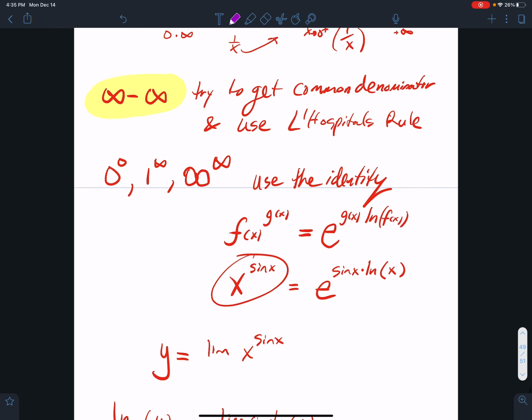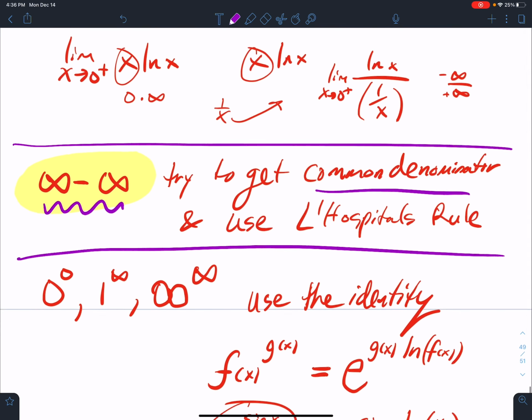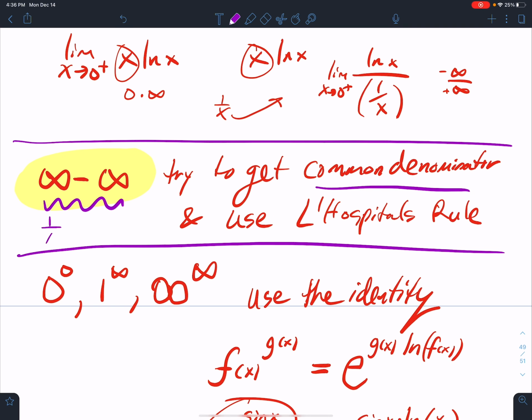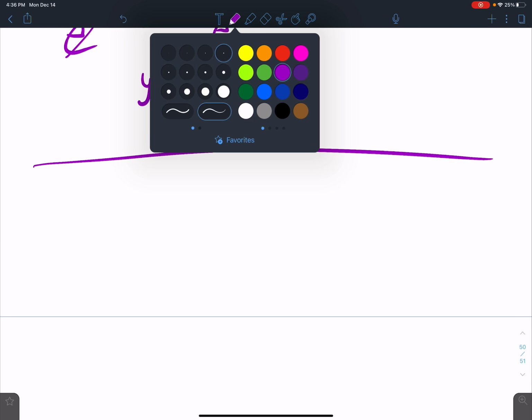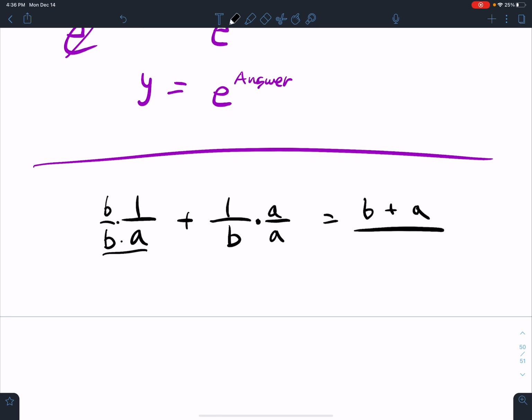So hopefully this gives you an idea of what you should try to do when you see each form. If I see infinity minus infinity, get a common denominator. The problem we used here was 1 over x minus 1 over sine x, and you get a common denominator between the two. You know how to get a common denominator. In general, if you have 1 over a plus 1 over b, to get a common denominator you need an a and a b. I don't have a b over here, so I add a b in the numerator and denominator. Here I don't have an a, so I put it in the top and bottom. So now I have b plus a over b times a, that's ab in the denominator.